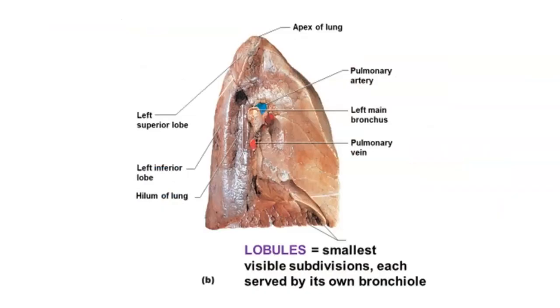So furthermore, each lung is subdivided into much smaller subunits that are called lobules. The lobules are hexagon-shaped segments, and each of these lobules is served by its own bronchiole.